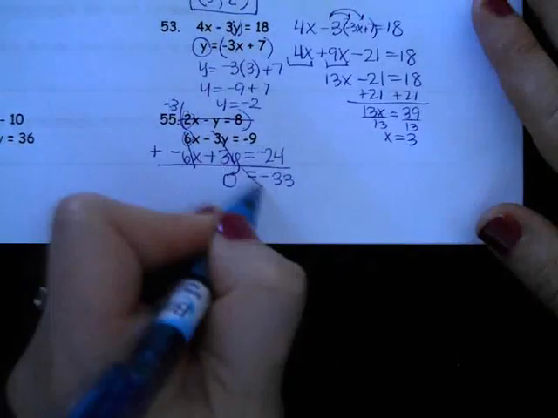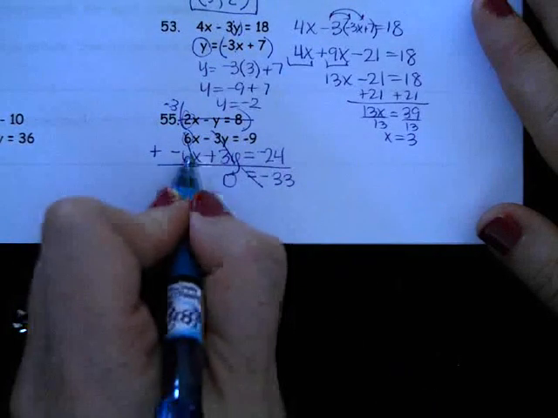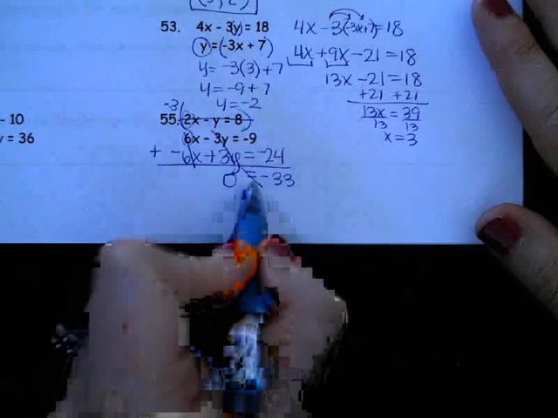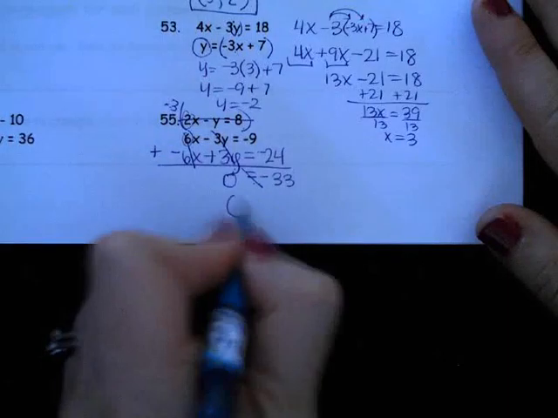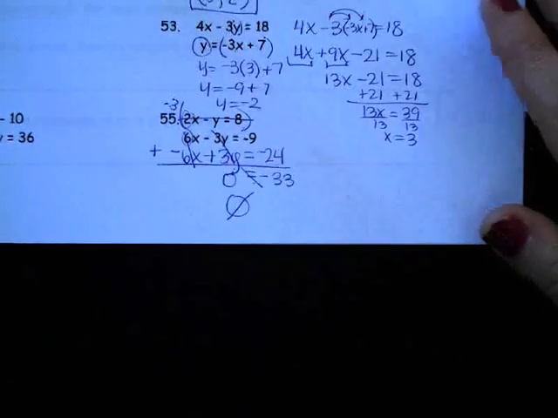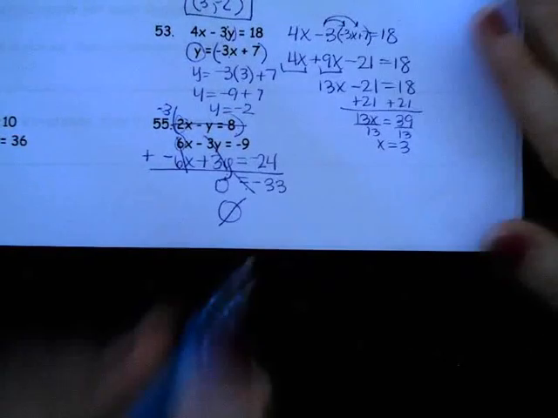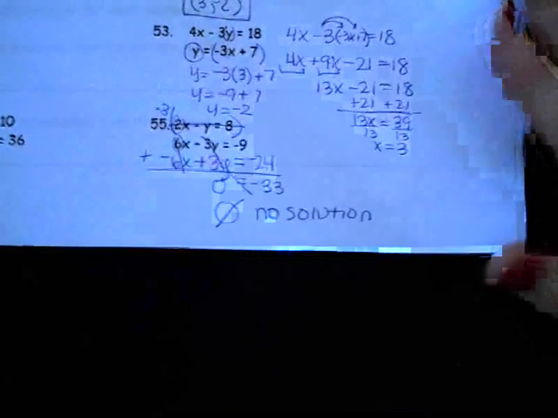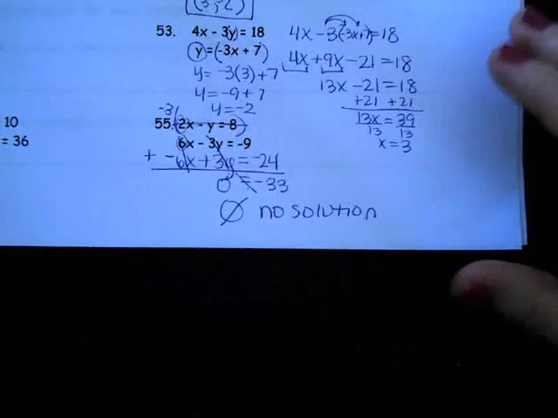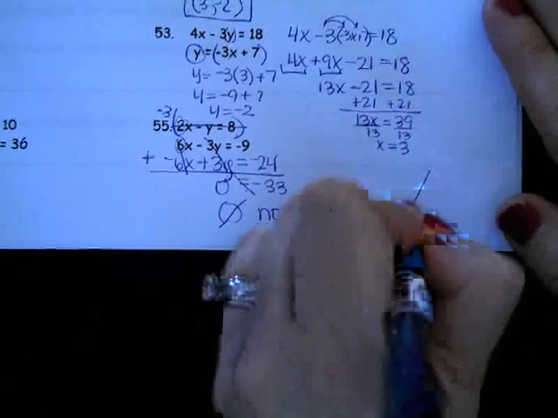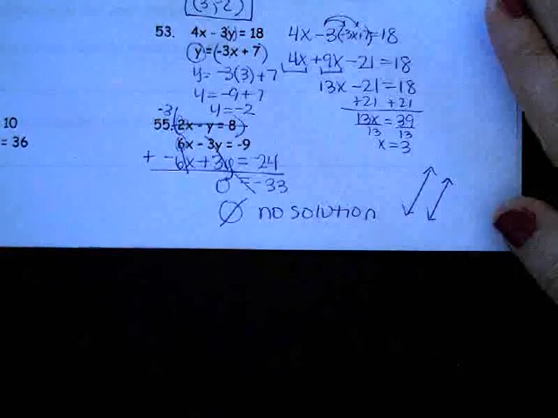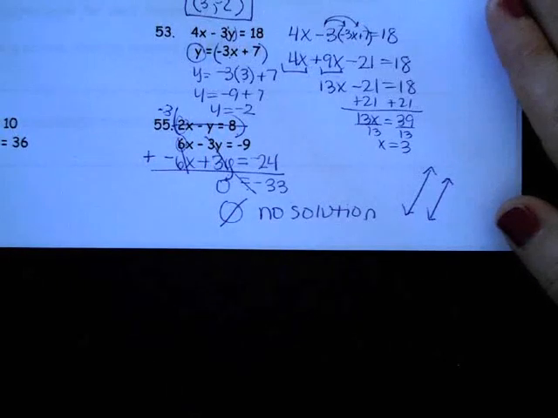So this is not a true statement, which means it doesn't matter what I plug in for my variables, they're always going to cancel out and give me a wrong answer, which means there is no solution to this system. You can also write that out in the words, no solution. And if you have no solution, the picture you're looking at means they just never cross each other. They're parallel lines. They have no solution at all.